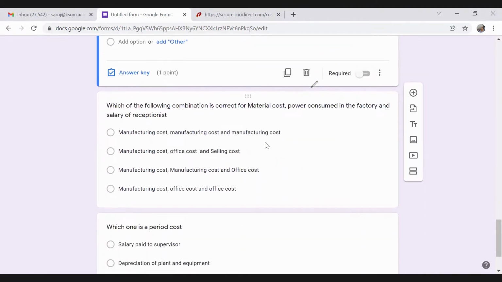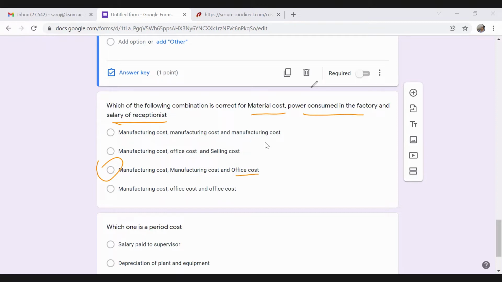Which of the following combinations is correct for material, power consumed in factory, and salary of receptionist? Material, manufacturing cost; factory power consumption, manufacturing cost; receptionist salary, office cost. Manufacturing, and office.